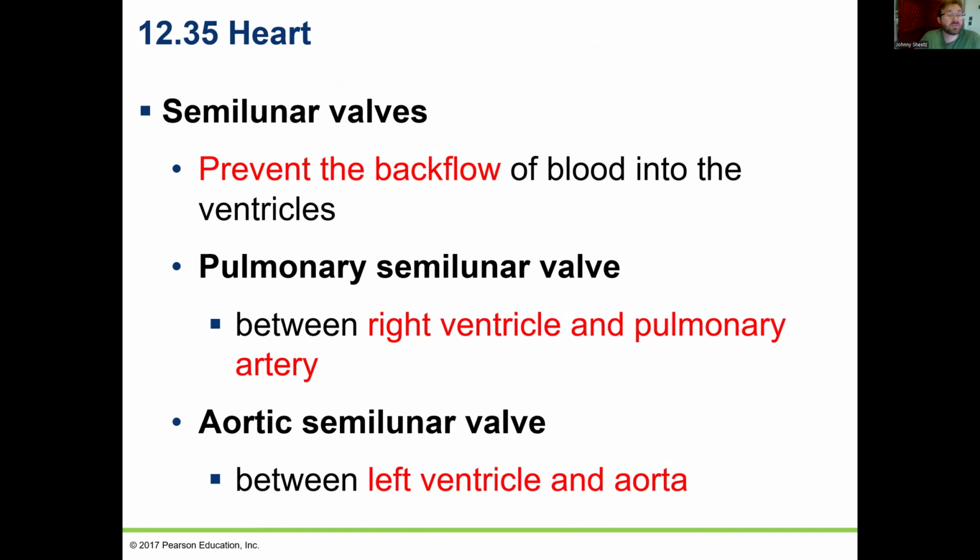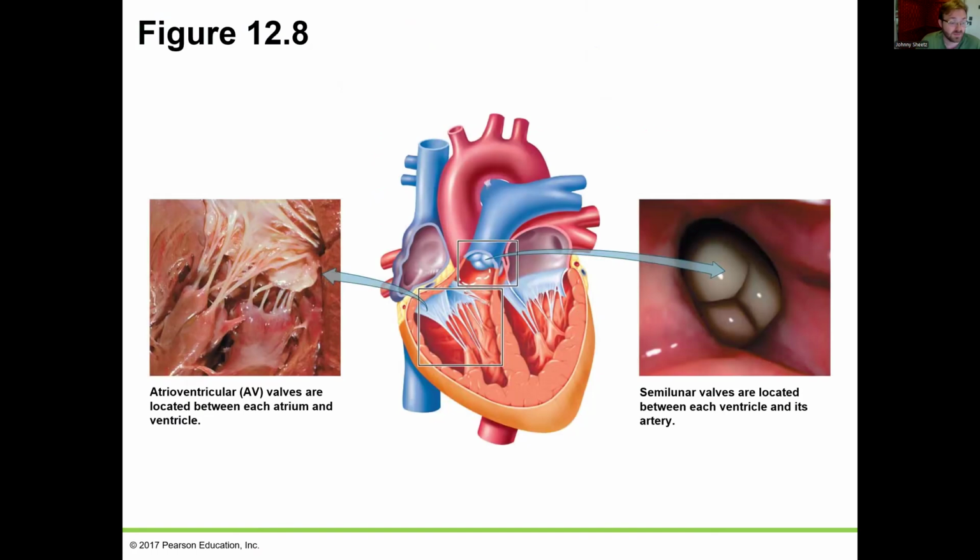Now, the semilunar valves are going to prevent the backflow of blood into the ventricles of the heart. The pulmonary semilunar valve is going to be between the right ventricle and the pulmonary artery, and the aortic semilunar valve is going to be between the left ventricle and the aorta. Here you can see those structures. The atrioventricular valve is located between each atrium and ventricle, and the semilunar valve.